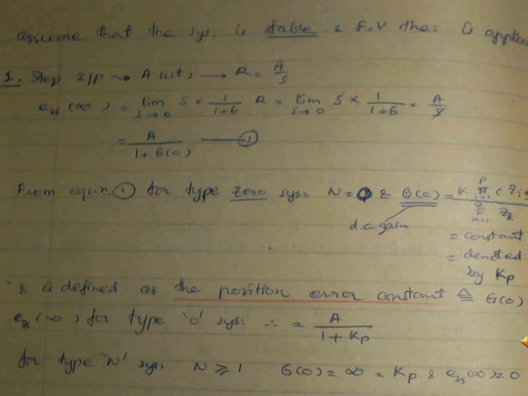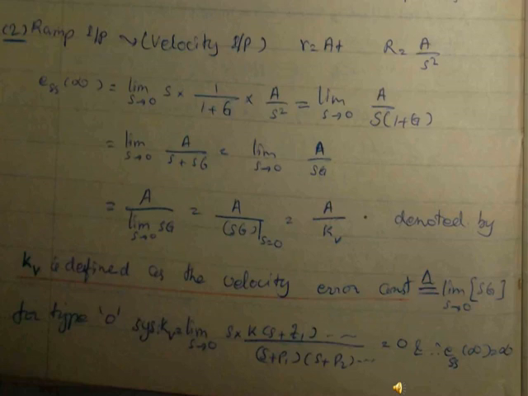The next one is the ramp input. The ramp input is similar to the velocity input. The equation for the ramp input is R equal to At, so R equals A by S squared. In this case, the steady state error at time infinity can be calculated.